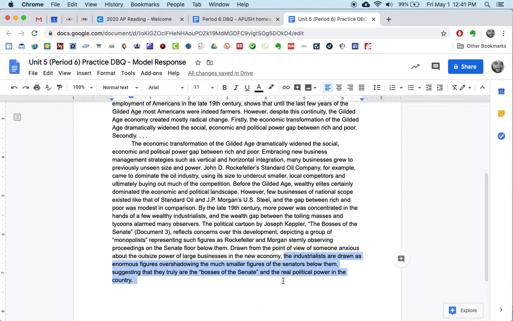Because this person is anxious about the outsized power of large businesses, the industrialists in the cartoon are drawn as enormous figures, overshadowing the much smaller figures of the senators below them, suggesting that they truly are the bosses of the Senate and the real political power in the country. If this person was Rockefeller, he certainly wouldn't have drawn the cartoon this way. If Rockefeller could draw, he would have imagined the scene very, very differently. That's one thing you can talk about.